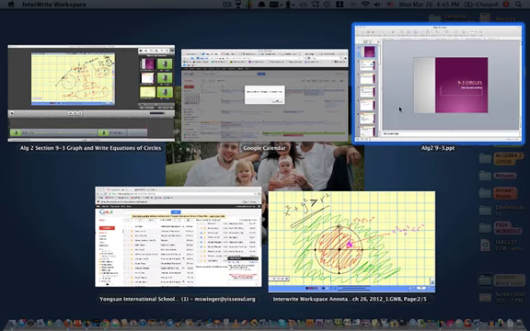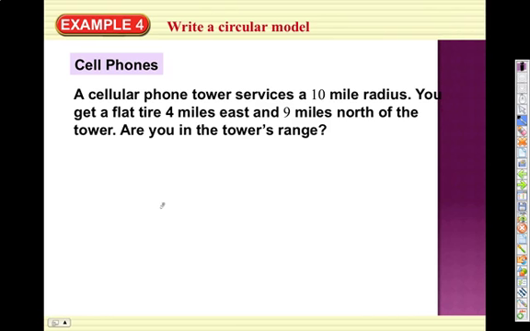Alright, example number 4, cell phones. A cell tower services a 10-mile radius. You get a flat tire 4 miles east, 9 miles north of the tower. Are you in the tower's range? So let's set the tower at 0, 0. Okay, and it says you get a flat tire 4 miles east, 9 miles north.